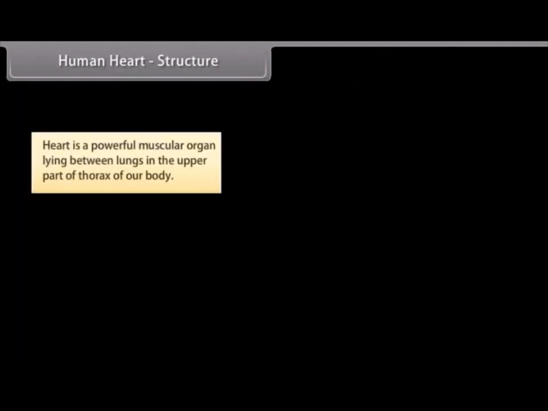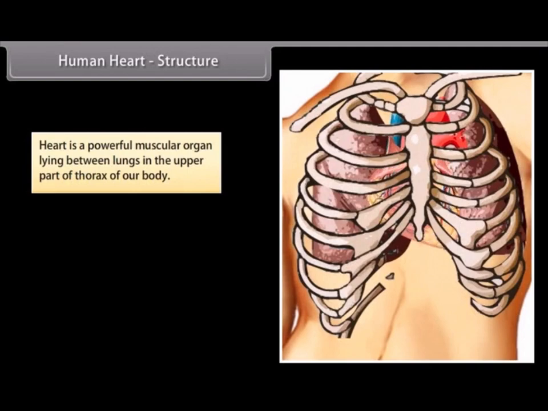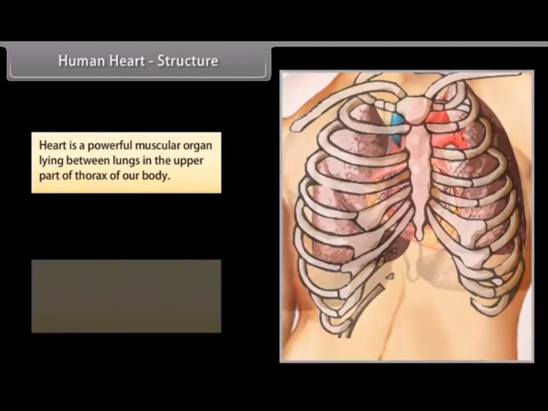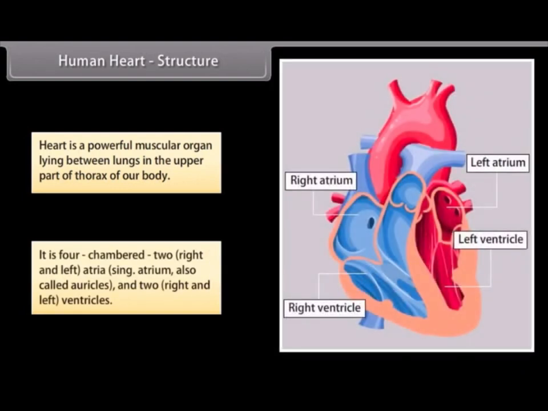Human heart. Structure. The heart is a powerful muscular organ lying between the lungs in the upper part of the thorax of our body. It is four-chambered: two right and left atria, atrium, also called auricles, and two right and left ventricles.